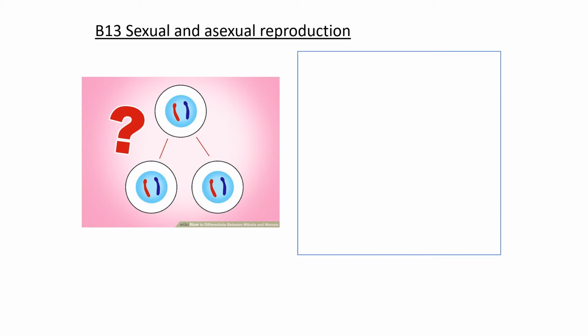In this section, we're going to learn about reproduction, B13. Reproduction is essential to living things. It is during reproduction that genetic information in the chromosomes is passed on from parents to their offspring. There are two different types of reproduction, asexual reproduction and sexual reproduction.